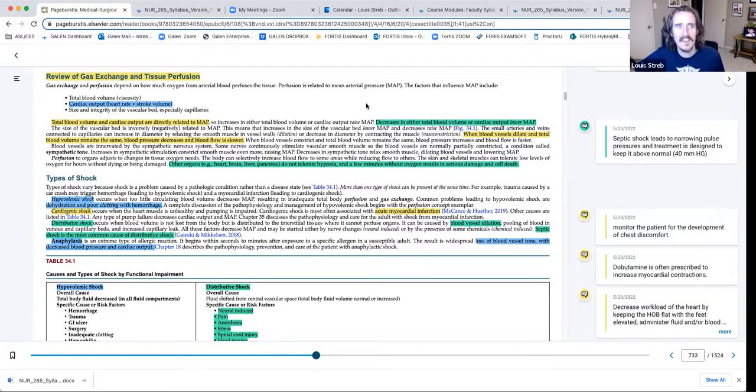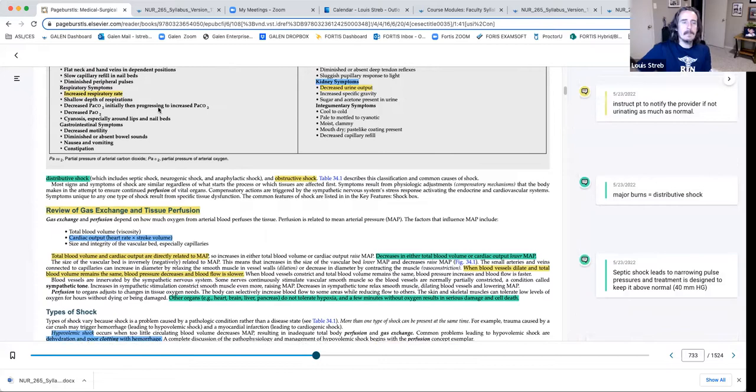Yeah. All right. So as we keep pushing on here, if we think about review of gas exchange and tissue perfusion, this is my favorite equation. You've heard this 17 times already. Cardiac output equals heart rate times stroke volume. Why do I tell you that? Because it doesn't matter what you're talking about in any nursing class, on any exam, on any patient, y'all.